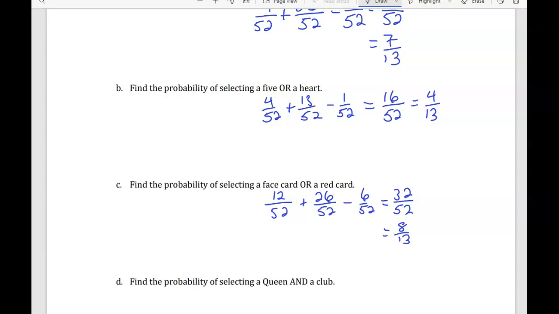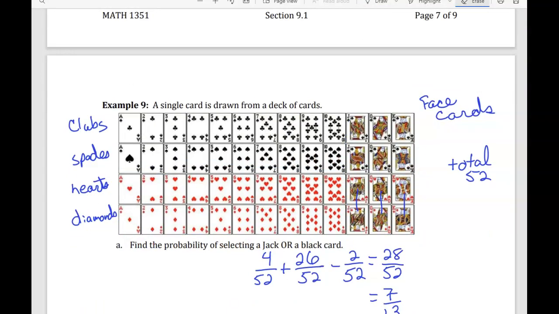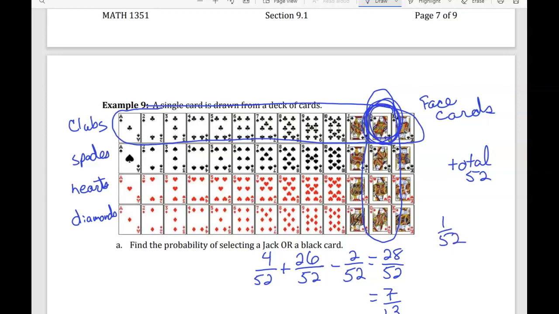And the last one is a queen and a club. Wherever you have the and is strictly where they intersect. So you look at the club, which is here, and then you look at the queen, which is here, and it's that overlap. So it's actually just 1 out of 52. Overlap, the and, whenever you're talking about two characteristics of the same thing, is strictly where it intersects.